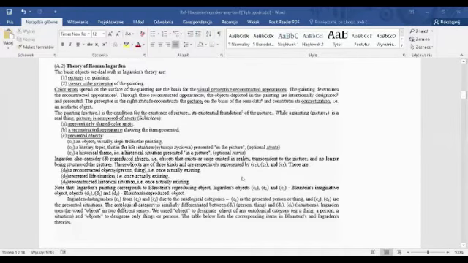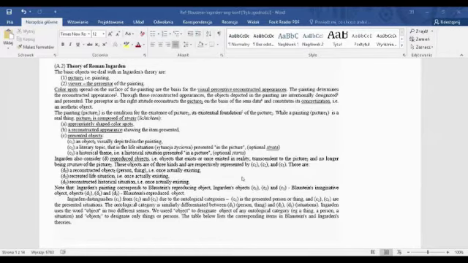The basic objects we deal with in Ingarden's theory are picture one, that is the painting, and the viewer, the perceptor of the painting. Color spots spread on the surface of the painting are the basis for the visual perceptive reconstructed appearances. The painting determines the reconstructed appearances. Through these reconstructed appearances, the objects depicted in the painting are intentionally designated and presented. The perceptor, in the right attitude, reconstructs the picture on the basis of the sense data and constitutes its concretization, that is an aesthetic object.